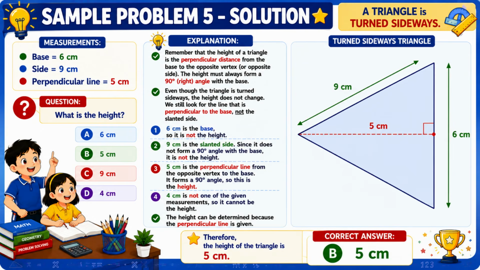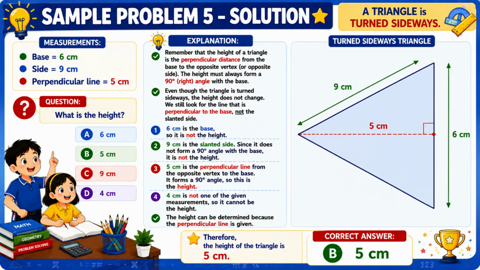Let's identify the height of the triangle. Remember that the height, or altitude, of a triangle is the perpendicular distance from a vertex to the opposite side, called the base. The height must always form a 90-degree right angle with the base. Even if the triangle is turned sideways, the height does not change. We always look for the perpendicular line, not the longest side or the base. Now let's examine each measurement.